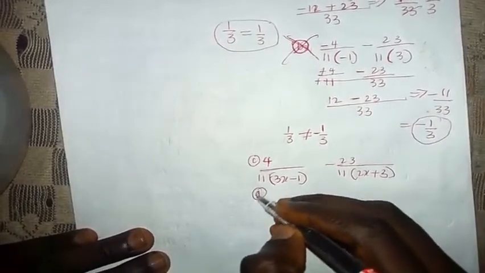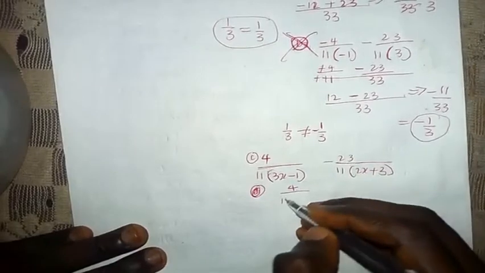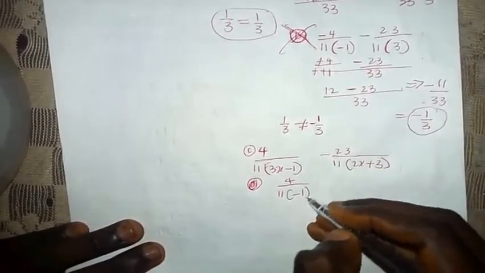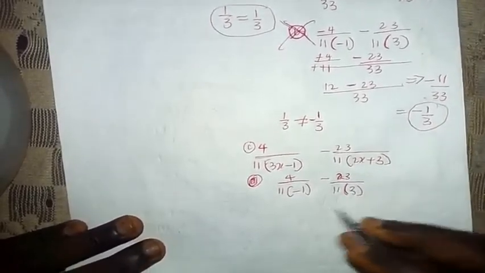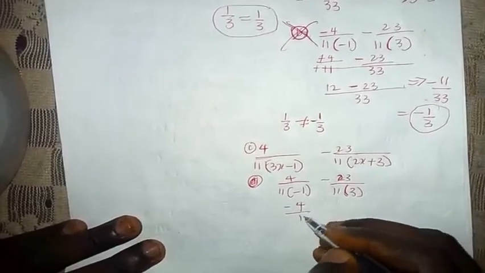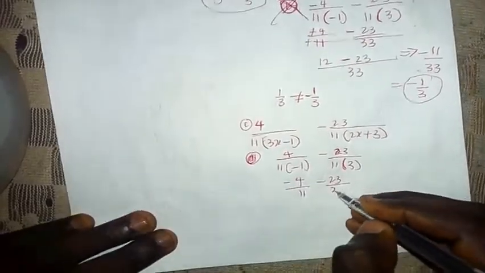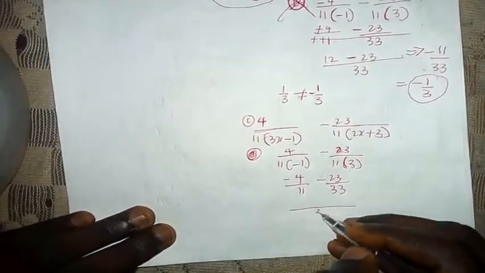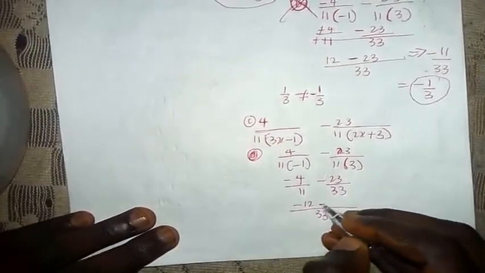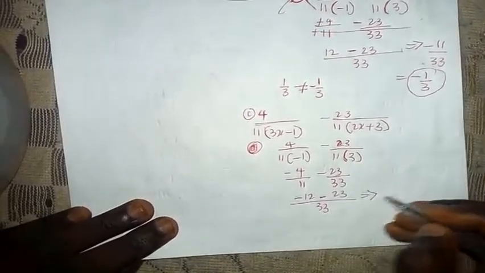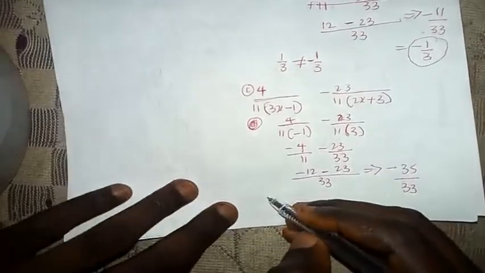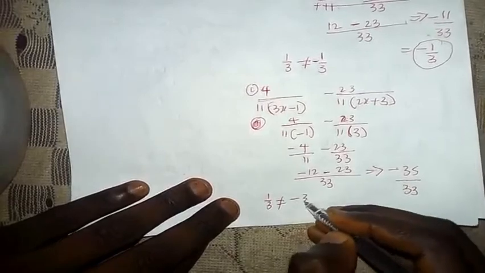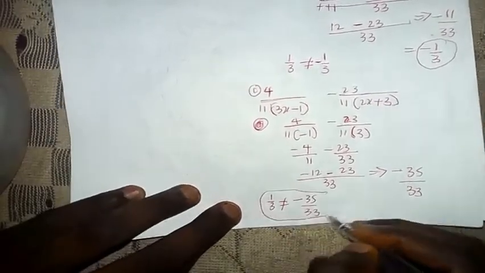So let's try what we normally try. You just do 4 over 11 into, if you insert 0, that was minus 1, minus 23 over 11 into, inserting 0, that's 3. So that's minus 4 over 11 minus 23 over 33. So that will now be 33, this is minus 12 minus 23. And this is minus 35. This is very, very wrong, because 1 over 3 is not equal to minus 35 over 33. So the option that makes it correct is the first one, that is option A.